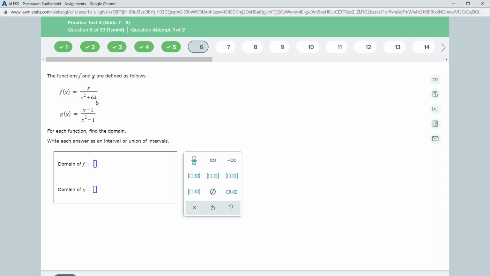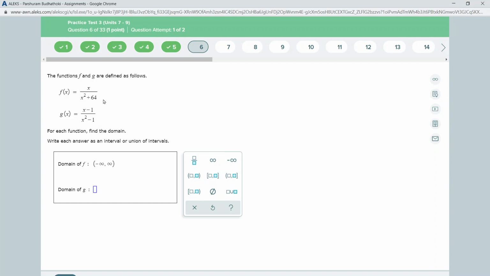We need to find the value of x for which this denominator would be 0. But for the first function, x squared is either 0 or positive, so x squared plus 64 cannot be 0. No way. So the domain for the first function has no restriction. Using interval notation, we write negative infinity to positive infinity, because there is no restriction.